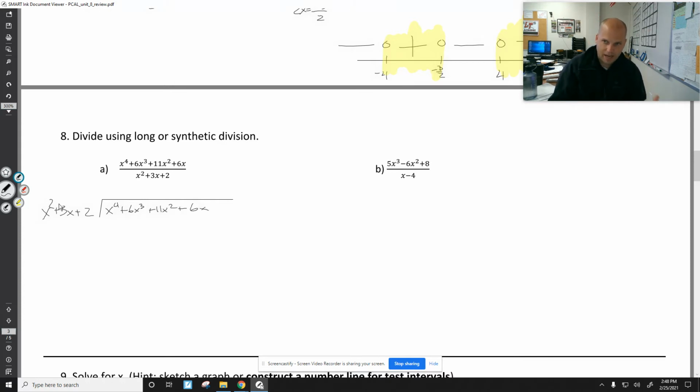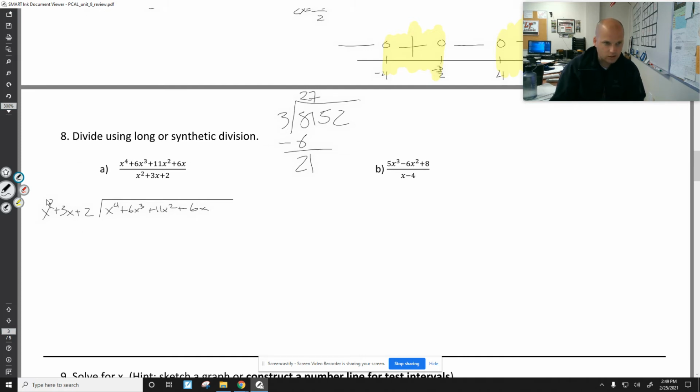Now, just like we divide numbers, like 3 into 8,152. How many times does 3 go into 8? Twice. We multiply, 3 times 2 is 6. Then we subtract, and we get 2. 3 doesn't go into 2 anymore, so we bring down the 1, and then you put that 7 there, right?